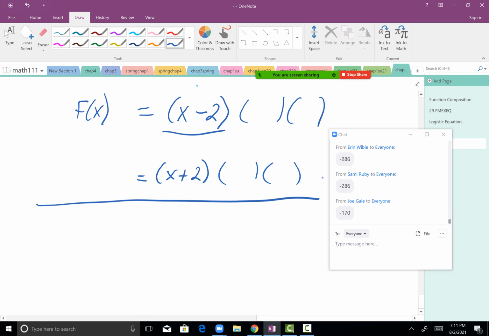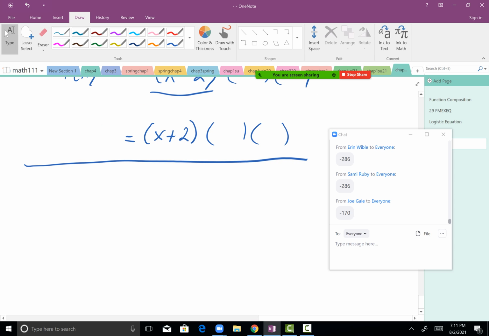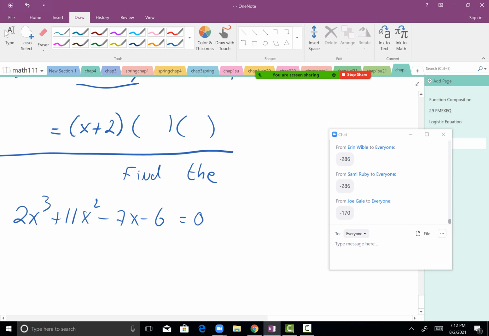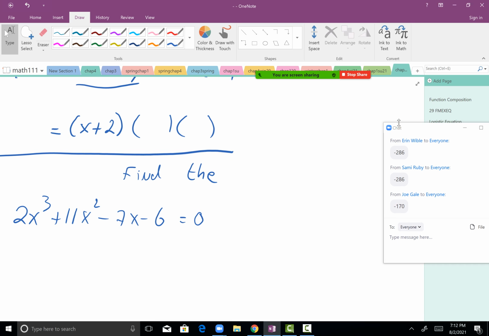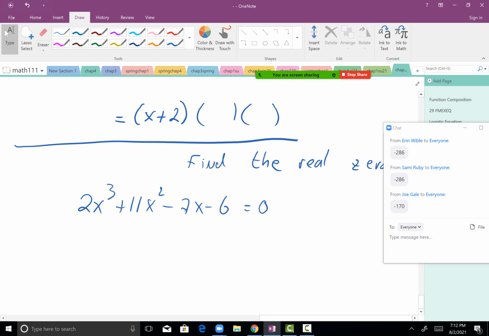Here's the kind of thing they're going to ask you. Let's say that you have 2x to the third plus 11x squared minus 7x minus 6 equals 0. And what they want you to do is find the real zeros. Find the real zeros.